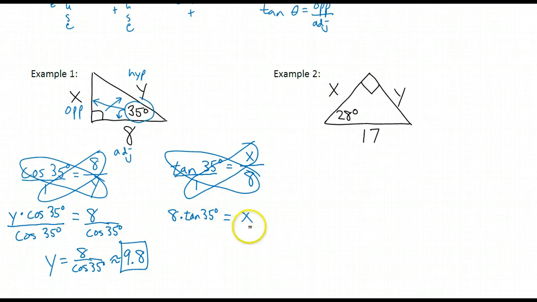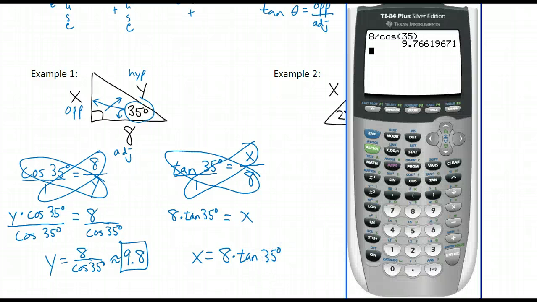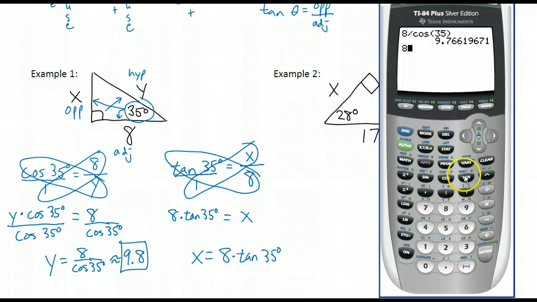Well, I need to solve for x. And if I look, x is already by itself. So x equals 8 times the tangent of 35 degrees. And I can use my calculator to approximate that answer. About 5.6.